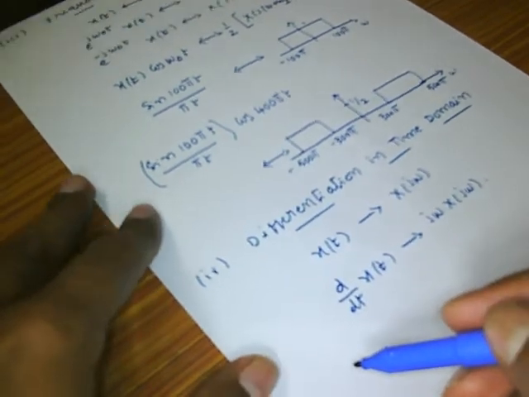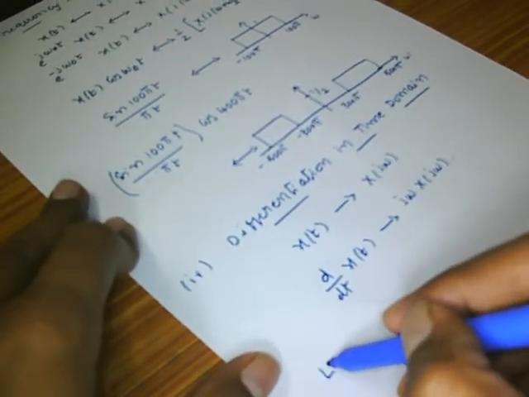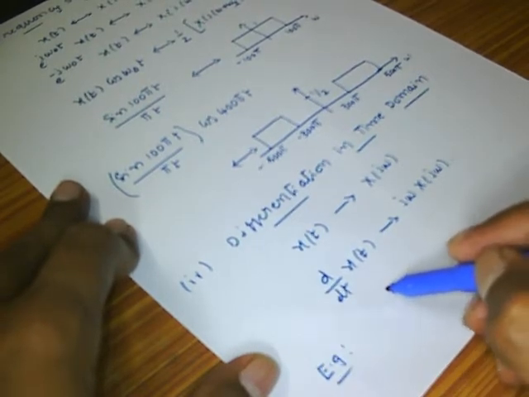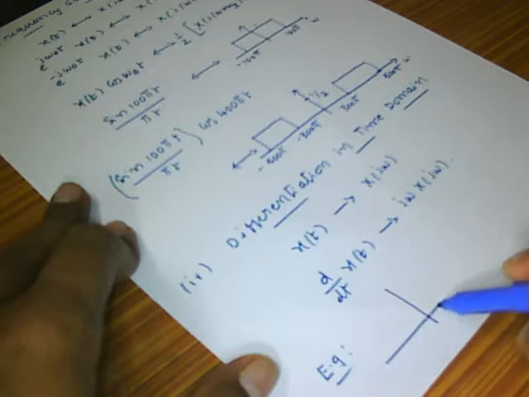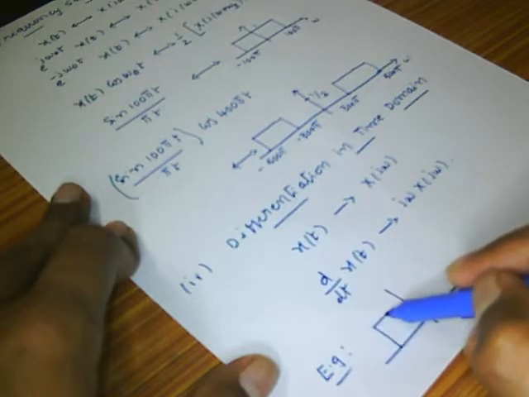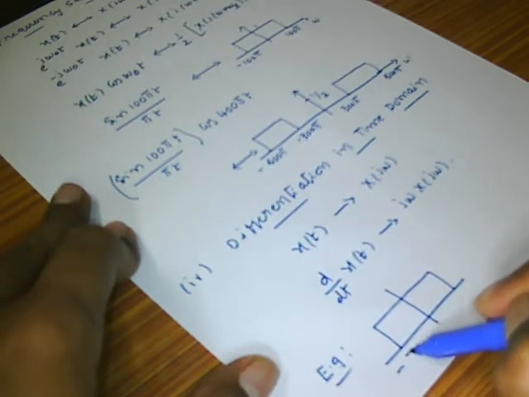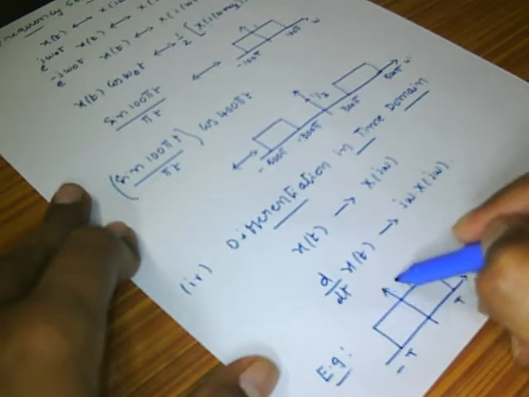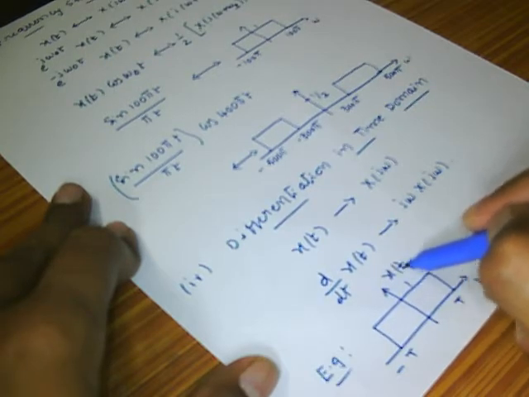So for example, if I have a signal like this, a rectangle signal, let us say from minus t to plus t, whose amplitude is 1. I want to find the Fourier transform of this signal.